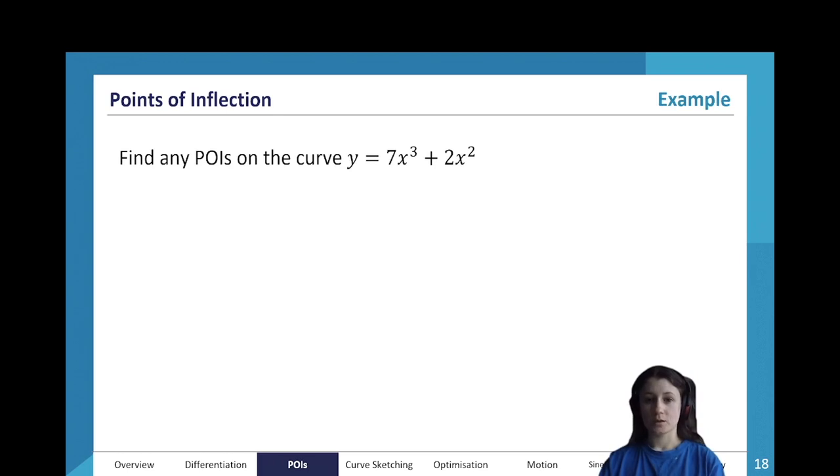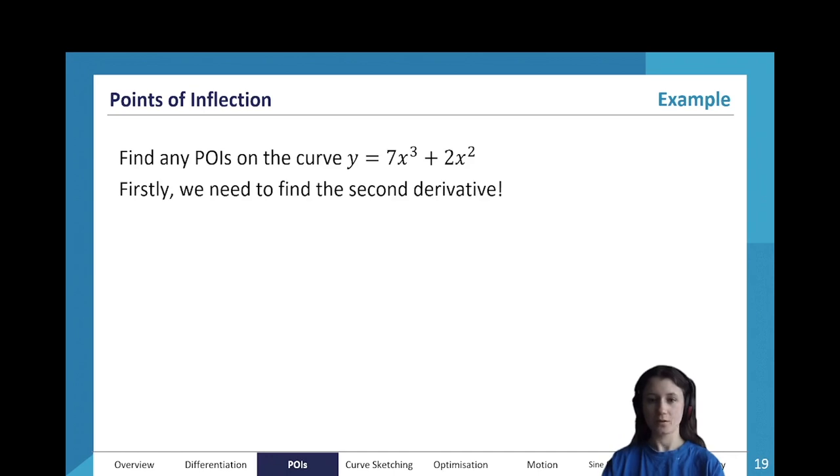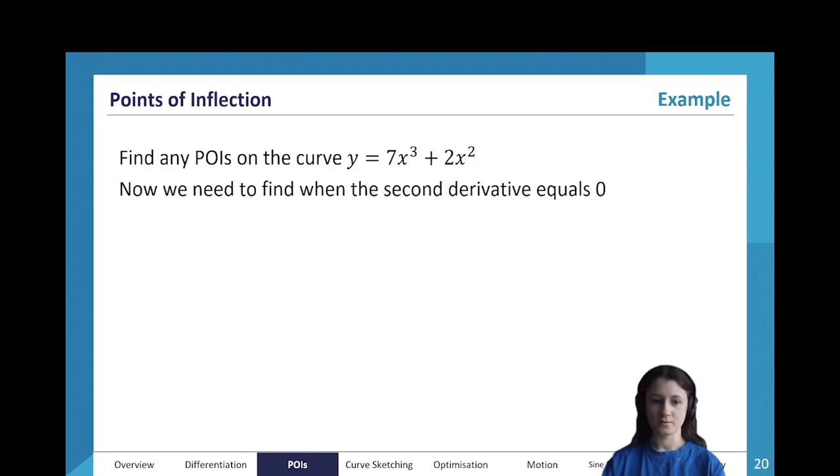So, let's go over this example here. We need to find any points of inflection on this curve: 7x cubed plus 2x squared. Right? First, we need to find the second derivative because that's our first requirement. Alright? So, let's find the second derivative, and then we need to find when the second derivative equals 0.